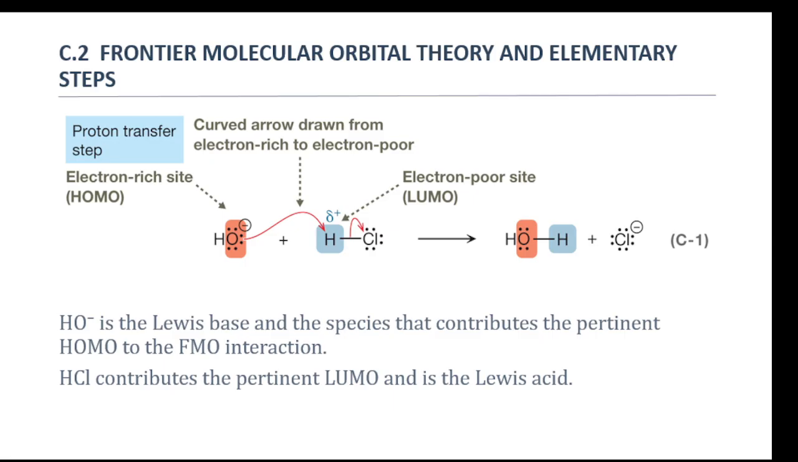Okay, so let's go ahead and look at some of these elementary steps and discuss their frontier molecular orbitals. So right here we have HCl. This is your Lewis base. It's reacting right here with the Lewis acid. Everybody okay with that so far? Okay. Now, which one has a HOMO and which one has a LUMO to contribute to this? Which one would you expect?